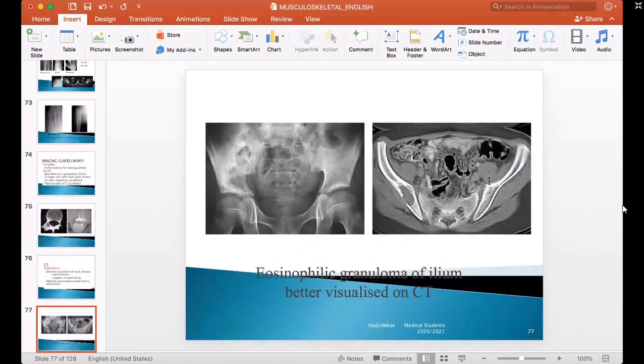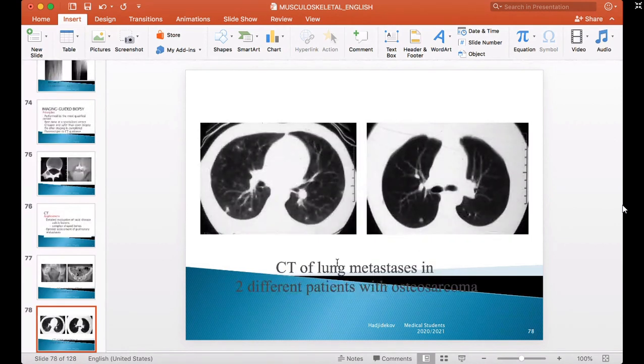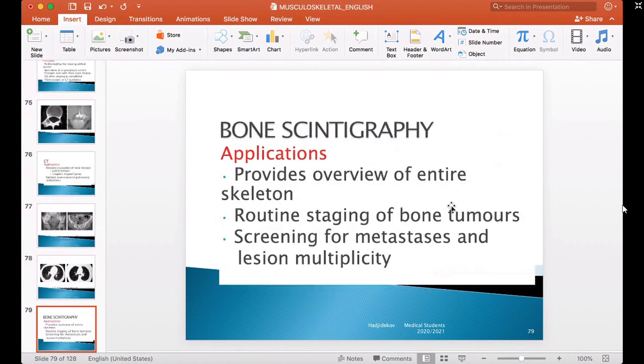This is an example of an eosinophilic granuloma of the ilium, and this eosinophilic granuloma is best visualized on CT. You see that here in the ilium, you are not able to identify where exactly you are seeing this lesion, but if you perform a CT, you will say that this is an osteolytic lesion, and the biopsy proved eosinophilic granuloma. So CT is performed for lung metastasis. You can see several spots in different patients with osteosarcoma. They present with metastasis.